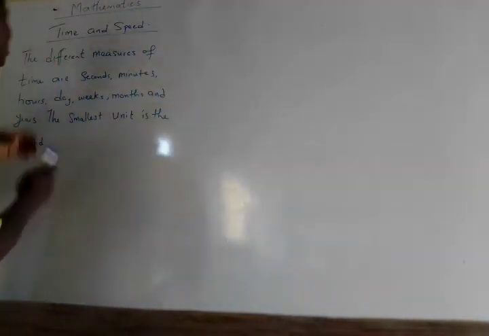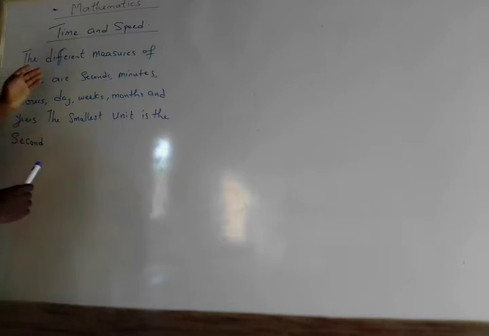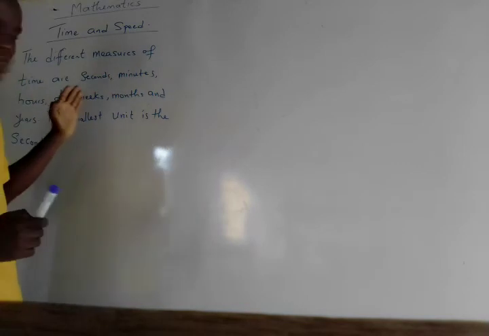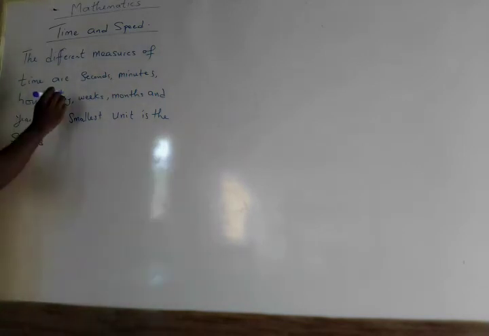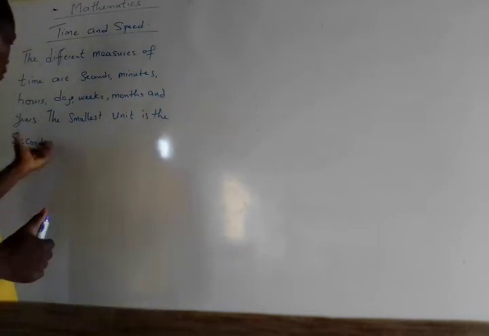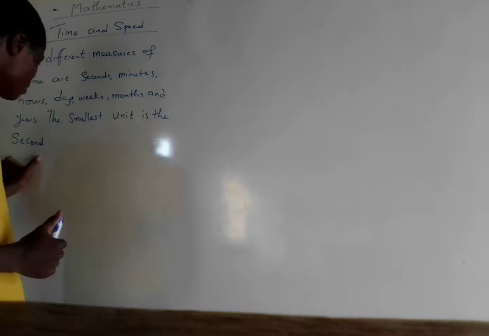Today we have time and speed. The different measures of time are seconds, minutes, hours, days, weeks, months, and years. The smallest of these units, however, is the second.